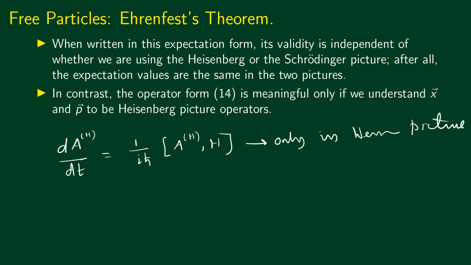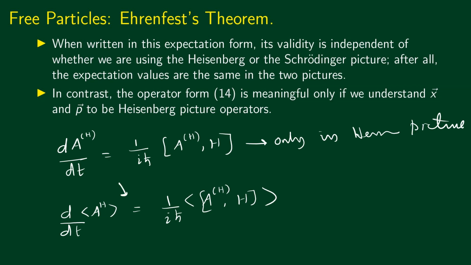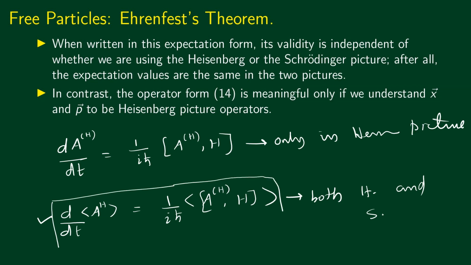Okay. But if we take the expectation value on both sides with respect to the Heisenberg picture state ket, this becomes d/dt of the expectation value of A_H is equal to 1 divided by iħ, the expectation value of the commutator of A_H with the Hamiltonian. All right. Once we write it in terms of the expectation value, this is valid in both the Heisenberg picture and the Schrodinger picture. And the Ehrenfest theorem that we saw is in fact a special case of this equation. We can call it the equation of motion for the expectation value of an operator.